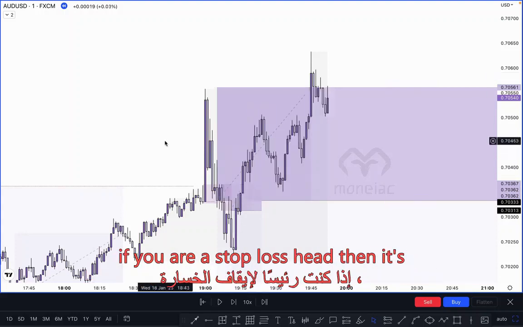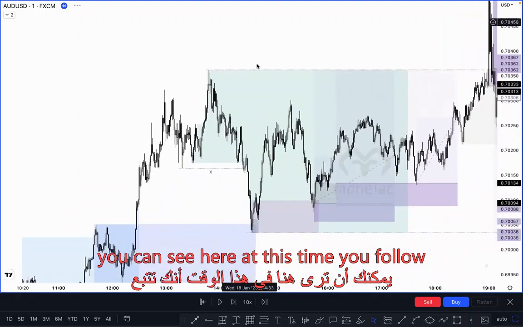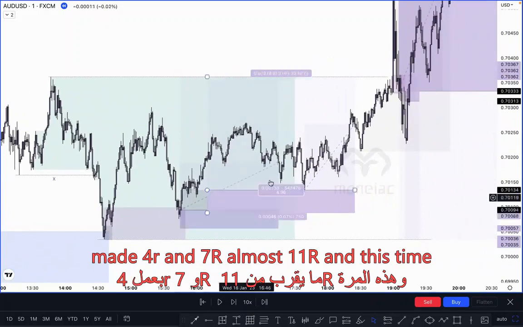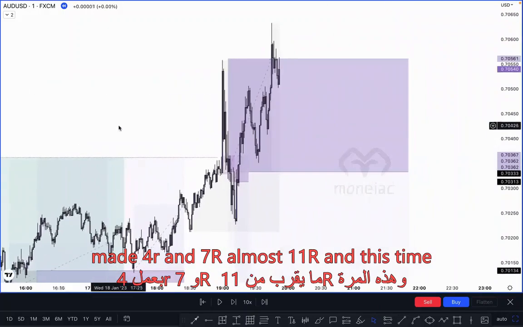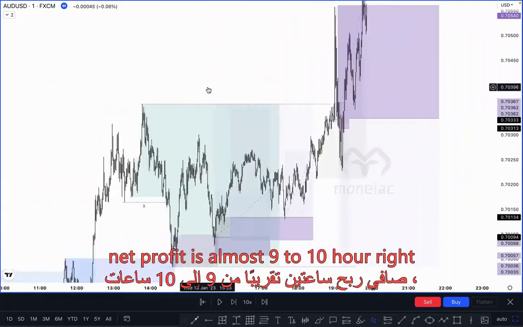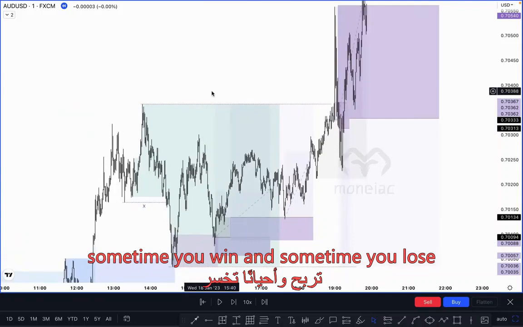If your stop loss is hit, then it's okay. There is no need to worry, because you can see here that at this time you followed the same perspective, and you made 4R and 7R, almost 11R, and this time you lost 1R and 1R, 2R. Net profit is almost 9 to 10R, right? So it's all about probability, because sometimes you win and sometimes you lose.